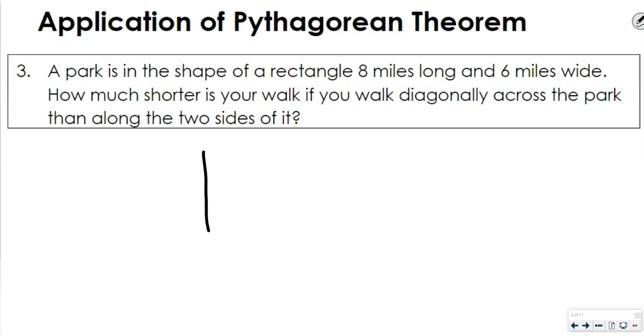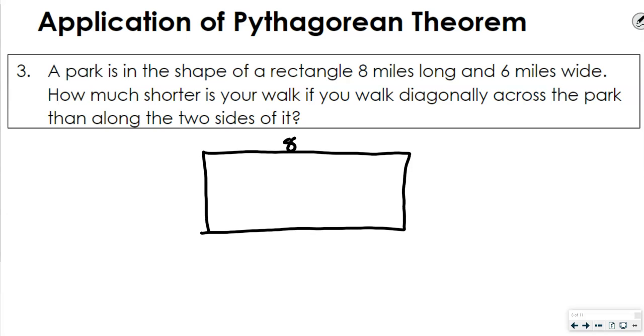All right, so this last one says a park is in the shape of a rectangle, 8 miles long and 6 miles wide. So 8 miles and 6 miles. And it says how much shorter is your walk if you walk diagonally across the park. Now remember, a rectangle has right angles, right? So that's our right triangle.